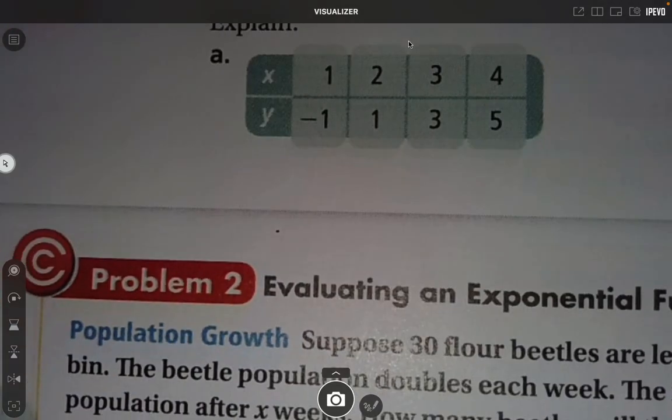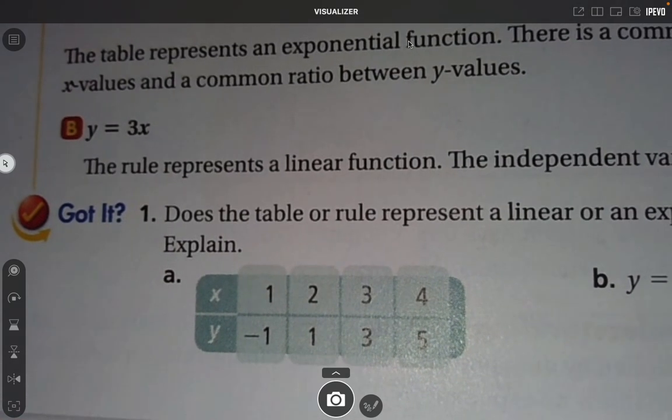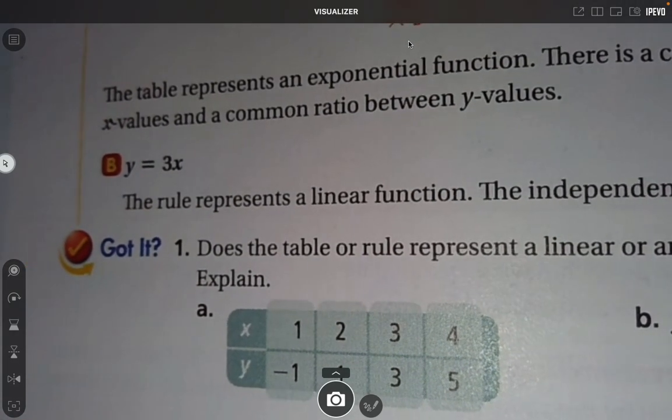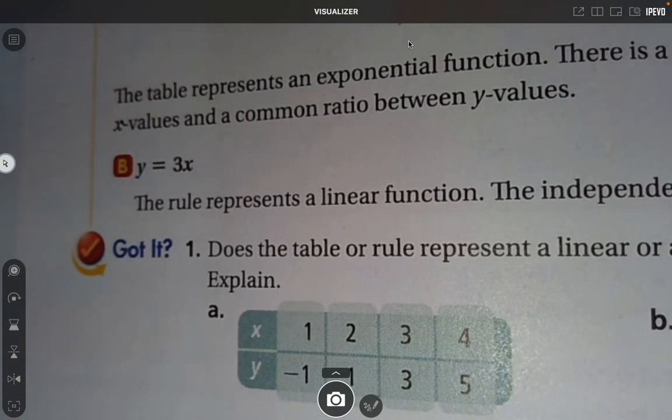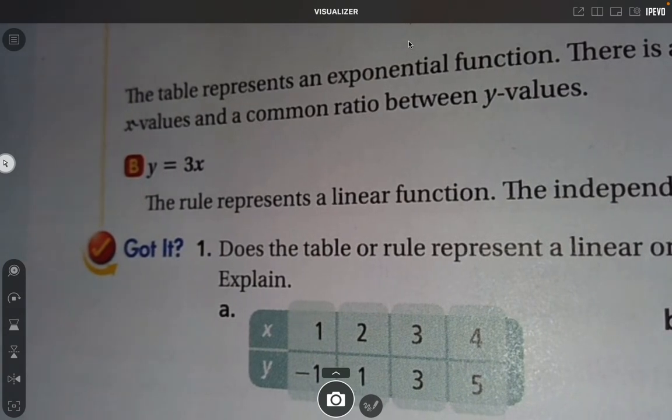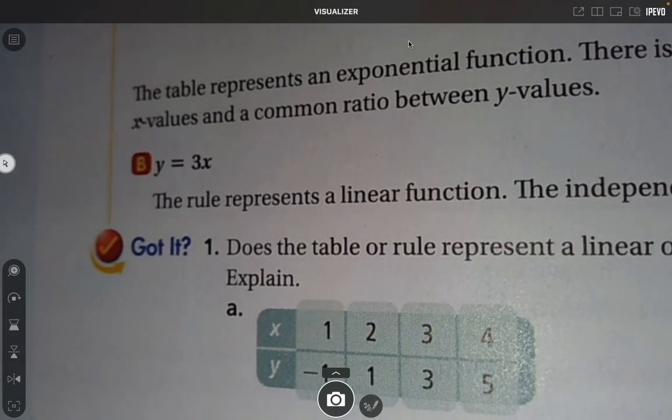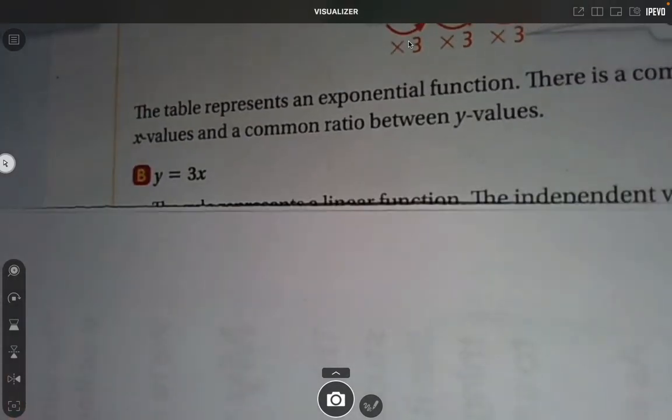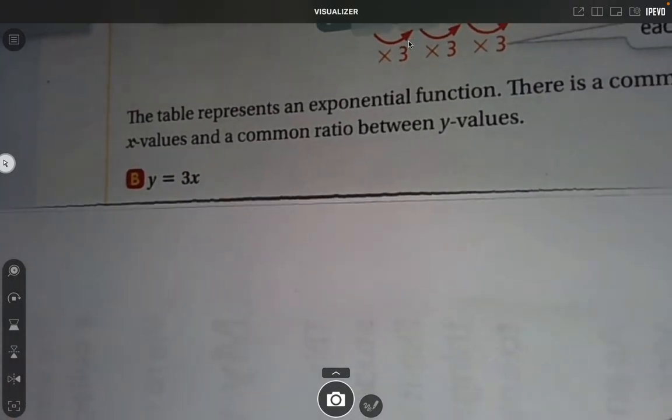All right, let's look at this function. It just says y equals 3x. I know you can probably see the answer, but first of all, is it linear or exponential? Linear. Is x in the exponent? If it's in the exponent, it's exponential. So that one's linear, okay?